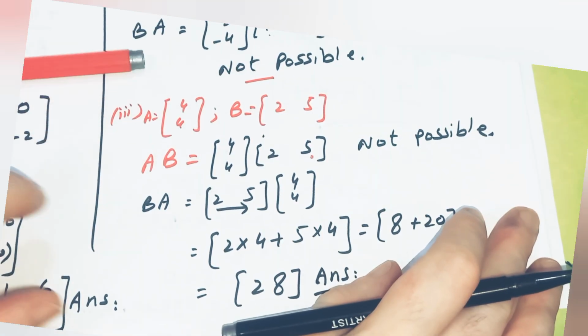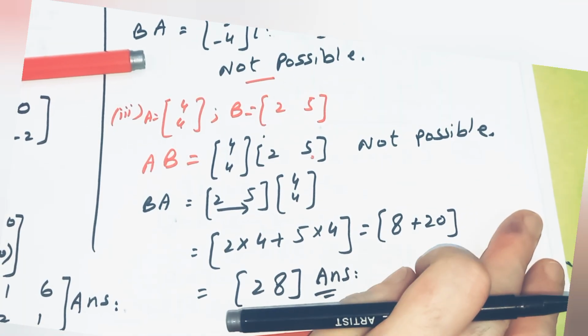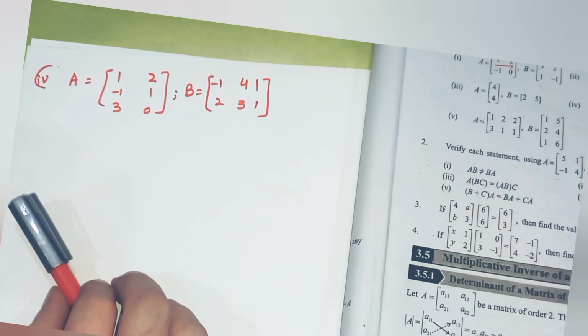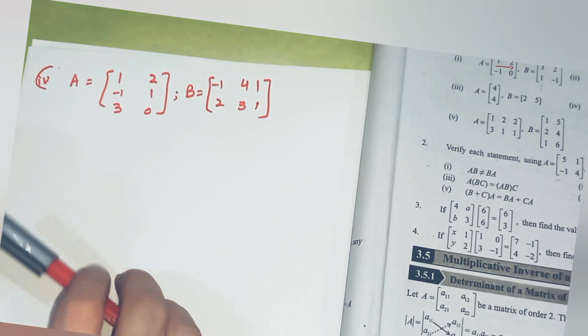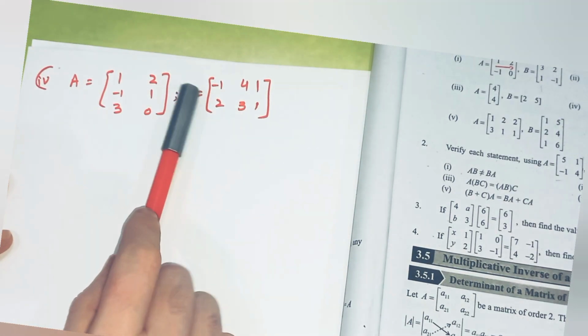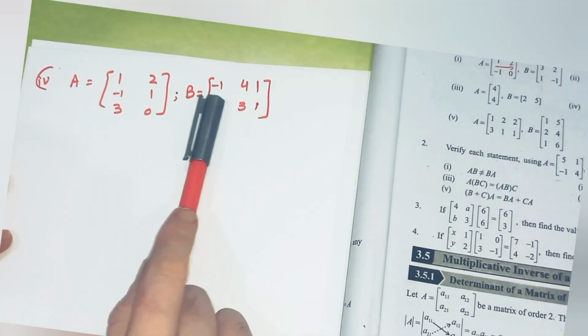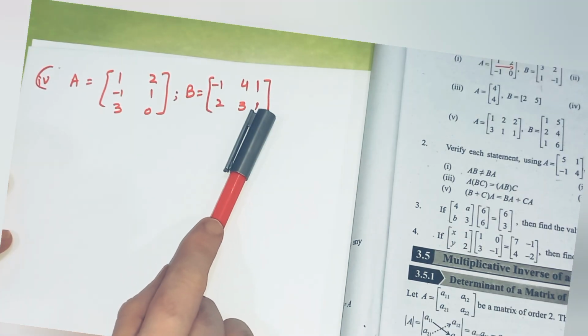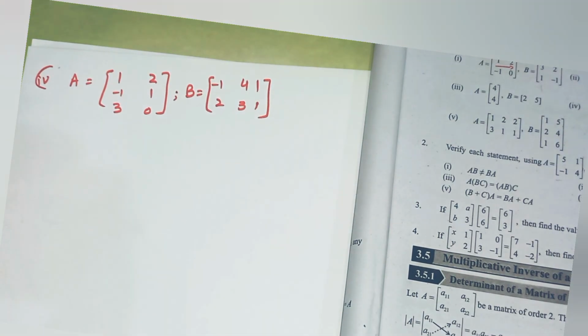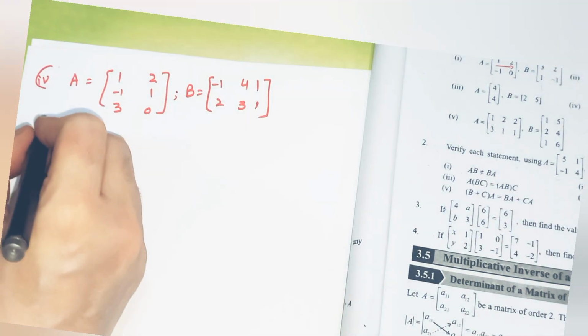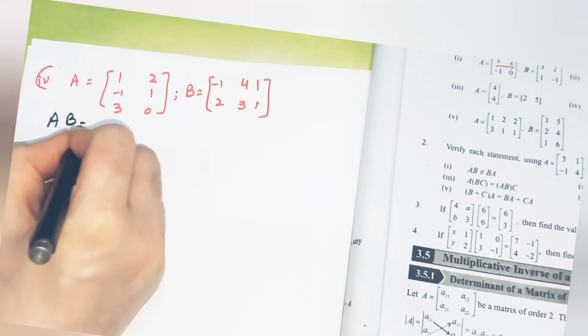Okay dear students, now we start our question number 4. The question number 4 is: matrix A is given of 3 rows and the matrix B is given as 3 columns. So here we multiply both these terms. Firstly we multiply A into B.